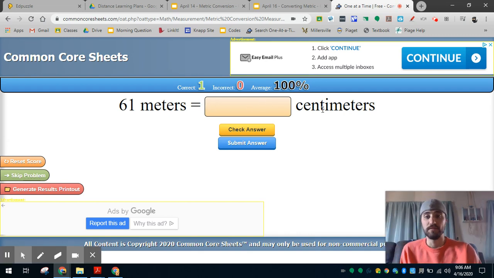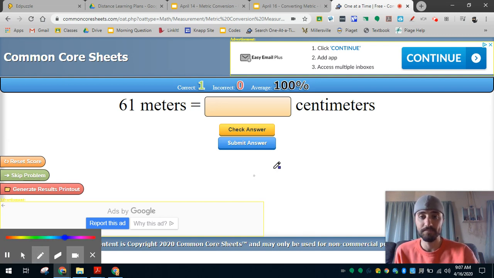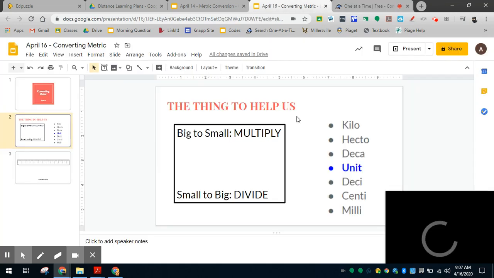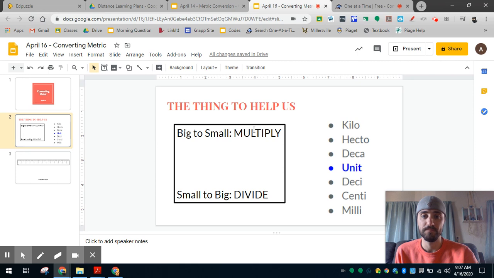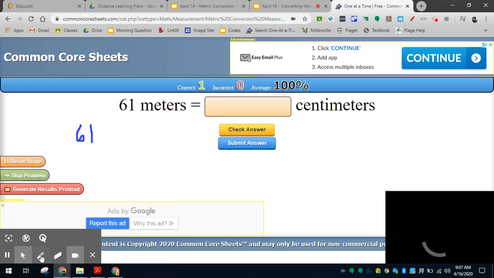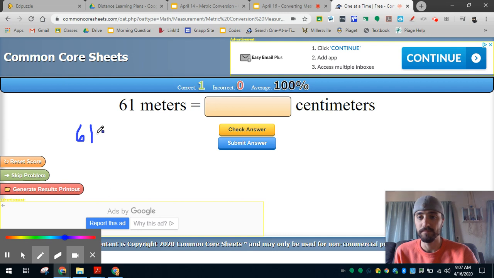Okay, so 61 meters equals blank centimeters. Well, the first thing I want to do, just like we did the other day, is write down the number that I'm starting with. So I have 61 meters. I'm going from meters to centimeters, which is a big thing to a small thing. Let's check. Big to small, that's multiply. So let's make our multiplication sign.